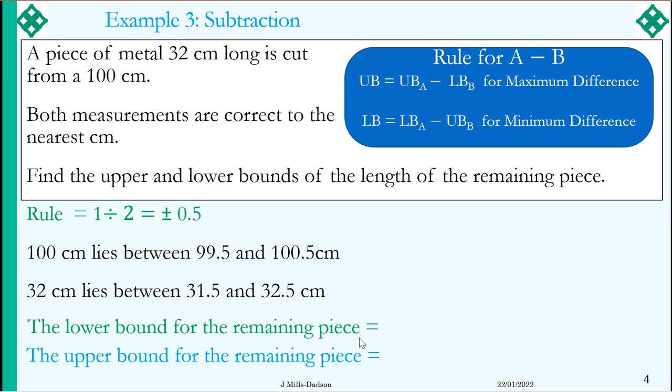So to get the lower boundary, we take the lower boundary of the bigger number and subtract the upper boundary of the smaller number. So you get 67 cm. To get the upper boundary, you take the upper boundary of the bigger number and subtract the lower boundary of the smaller number. So it's 69 centimeters. You just need to remember the rule, and you are just doing addition, subtraction, multiplication, division. That's all you are doing, but you need to know which numbers to choose. So study these rules carefully.